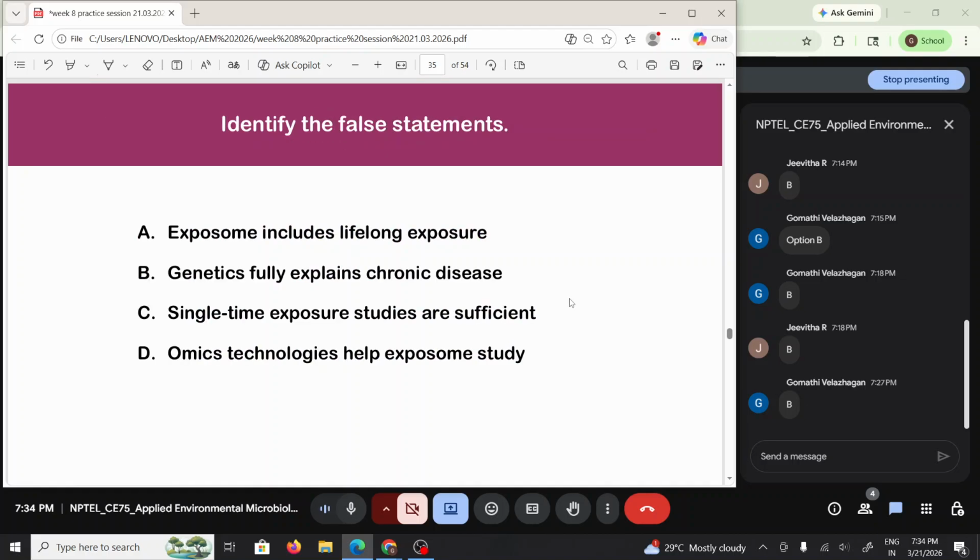Out of these given statements, identify which statement is false. The first is exposome includes lifelong exposure. Genetics fully explains chronic disease. Single time exposure studies are sufficient, and omics technologies help exposome studies. Which of the following statements is or are false? Just give the option in the chat box.